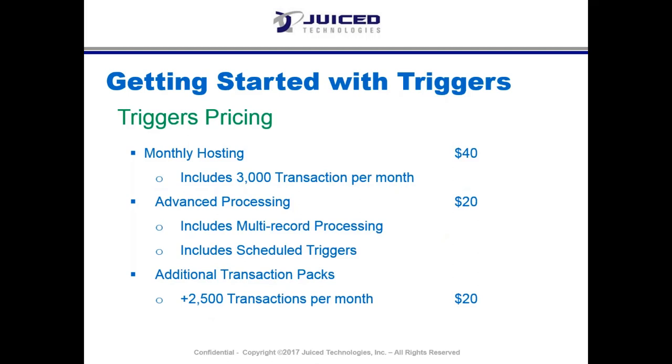So you're probably wondering about pricing. Like all of our add-ons, we charge a monthly hosting fee for triggers, and that's $40 a month. It includes 3,000 transactions per month. If you want to do some advanced processing, which means multi-record processing, like changes via grid edit or by import, and you want to also do scheduled triggers, it's another $20 a month to the 40. And if you want to exceed the 3,000 transactions per month, you can do that. We just charge another $20 per 2,500 transactions.